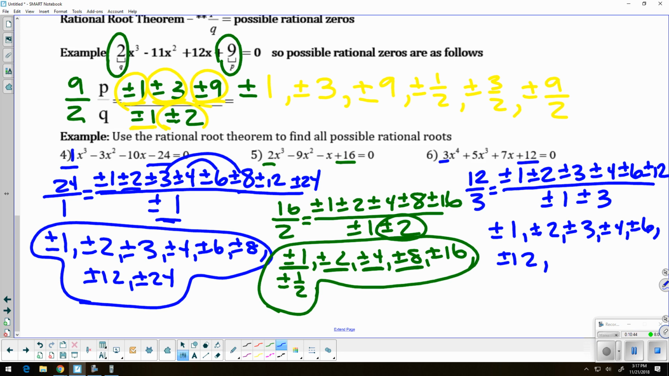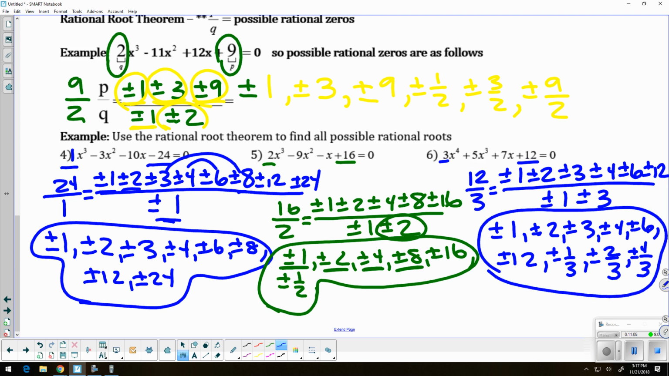So now putting them all over 3, you'd have plus and minus 1 over 3, 2 over 3, 3 over 3 we can skip, because again, that's just 1. Plus and minus 4 over 3. 6 over 3 we don't need, because that's just going to be 2. And 12 over 3, that's just 4 again. So here completes my list. There's all my possible real rational solutions. All right, so moving on to the next page.